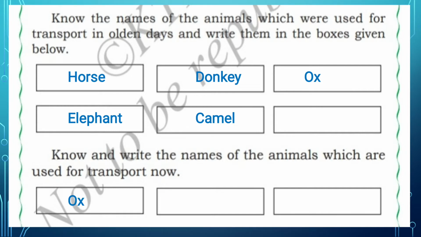That is ox. Yes, of course. In many villages, if you go and see, many people use oxen. They tie the ox to a cart, that is, bullock carts. Next is horse and donkey. These are the three main animals which are used at present.